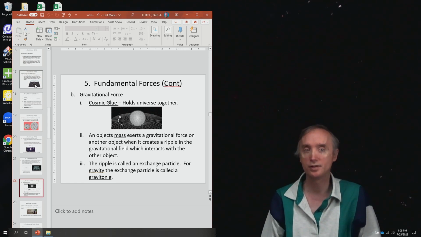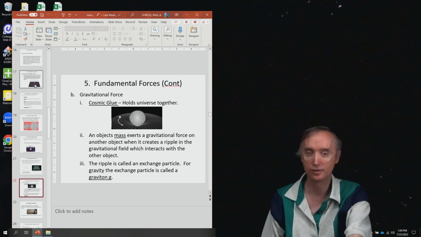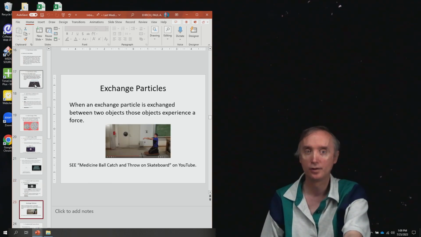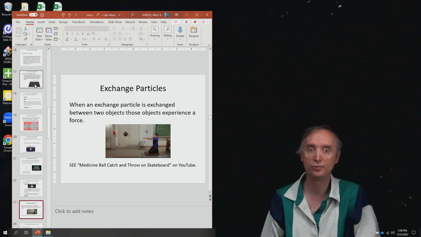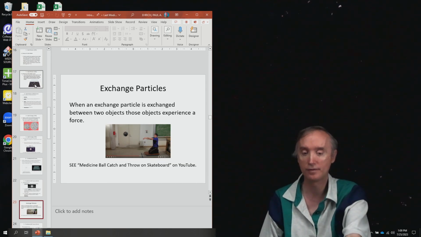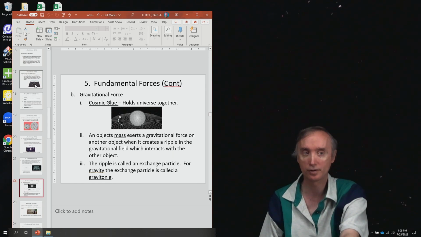Okay, what is the particle that creates gravity? So it's going to be called the graviton. Make sure and know that word for the exam. Okay, this just shows you what is an exchange particle. So the graviton is the exchange particle that causes gravity.